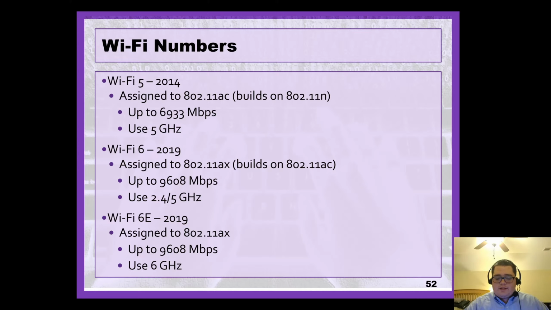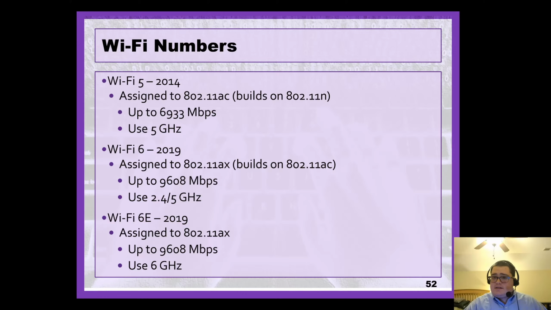Wi-Fi 5, established in 2014, is assigned to 802.11ac, which builds on 802.11n. It supports speeds up to 6,933 megabits per second and uses the 5 gigahertz frequency range. Wi-Fi 6, which was introduced in 2019 and isn't widely available yet, was assigned to 802.11ax, which builds on 802.11ac and supports speeds up to 9,608 megabits per second and also uses the 2.4 and 5 gigahertz frequency ranges.